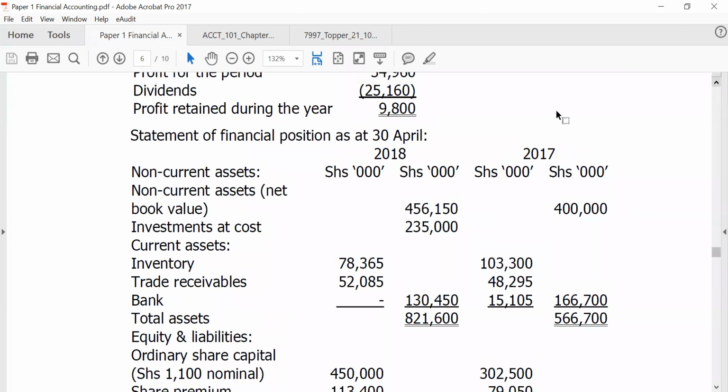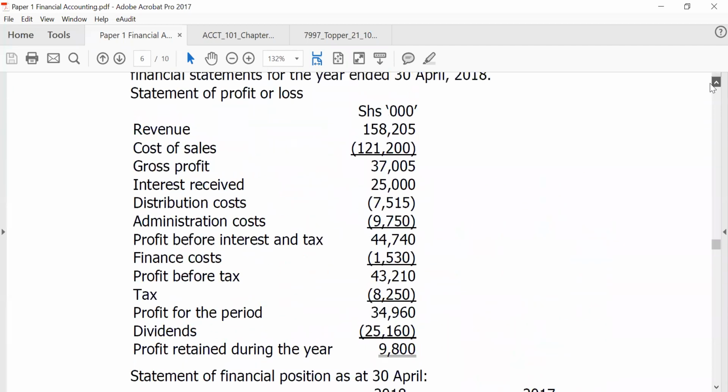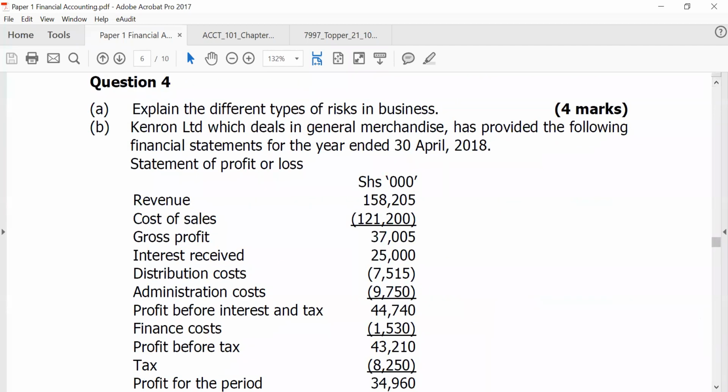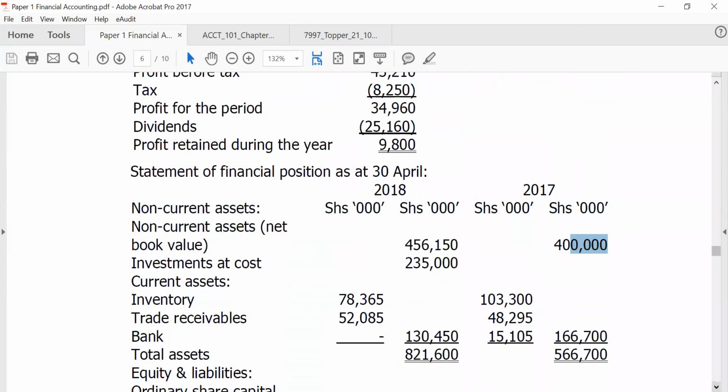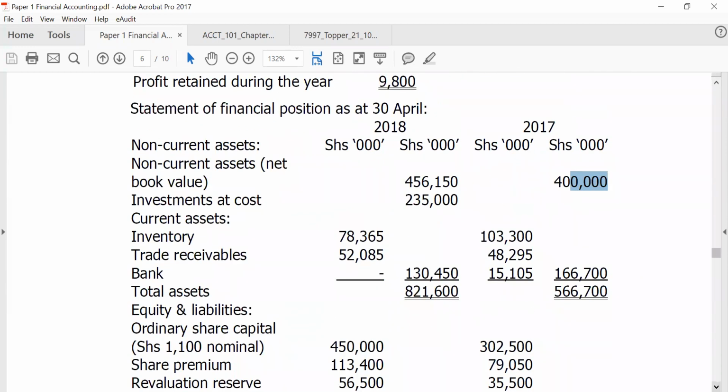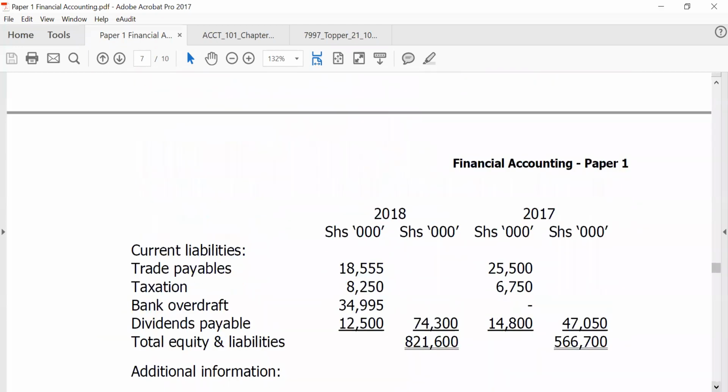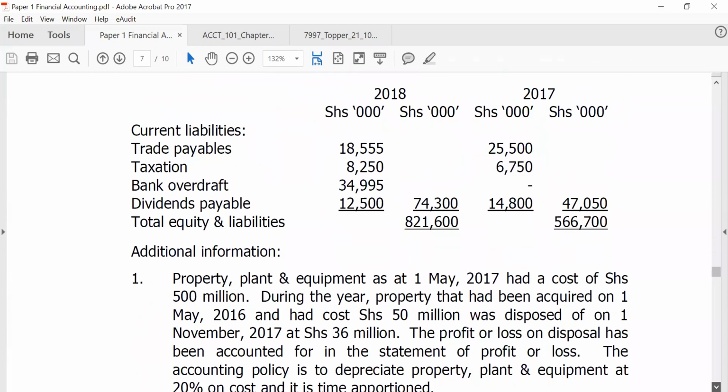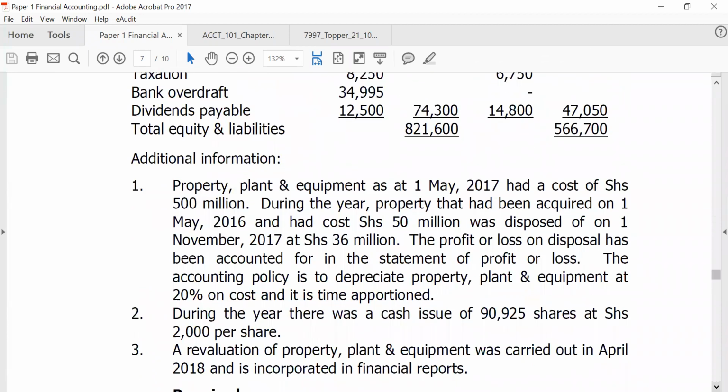So when you look at this 400,000, and you look at this 456,150, you realize that there was an addition which they have not talked about within the text here, which we have to also determine, just like the way we are trying to determine our respective depreciation. So what we are going to do is utilize partly this information.